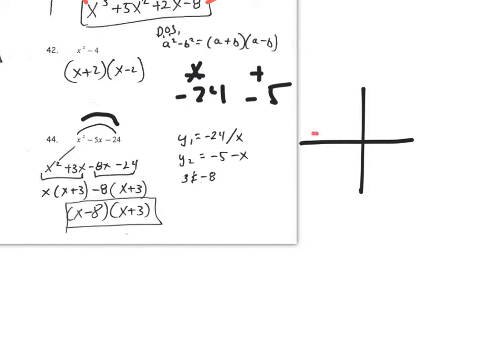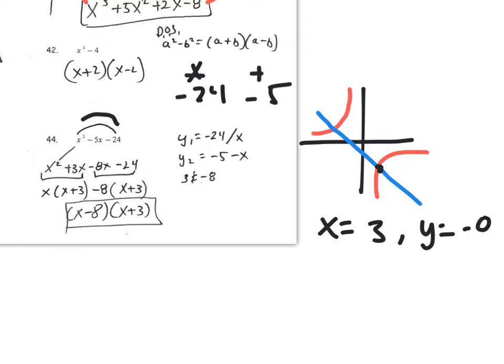From y1, you're going to get something that looks like this. This is a rational function. And y2 is linear. And this particular linear is going to cross the graph like this. And what you want to do is just find the intersection of one of these points. And if I do that, I'm going to find x equals 3 and y equals a negative 8. And that's the numbers we're going to need.